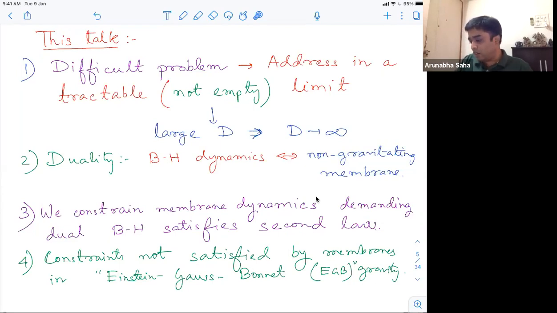Now, if the constraints are not satisfied by the membranes, and I will show that, these constraints are not backwards. They can be really effective. For example, in a particular example where I consider Einstein-Gauss-Bonnet gravity, in a particular limit, I will show that this combination of theory will actually violate the constraints that I get from this particular third step. This is the general line that I will follow. Now I will go into the details.